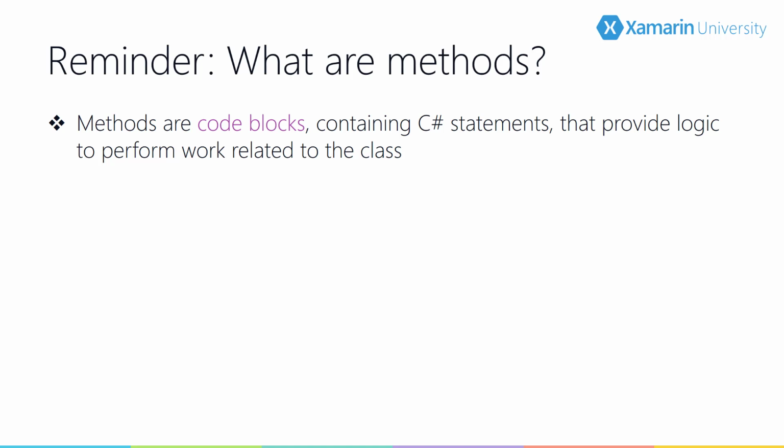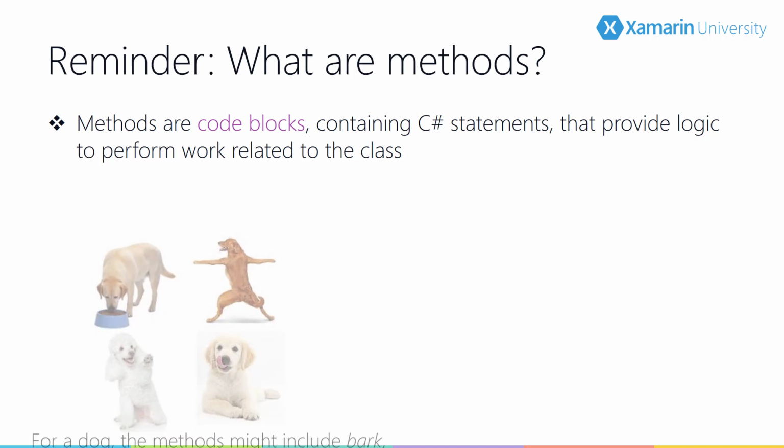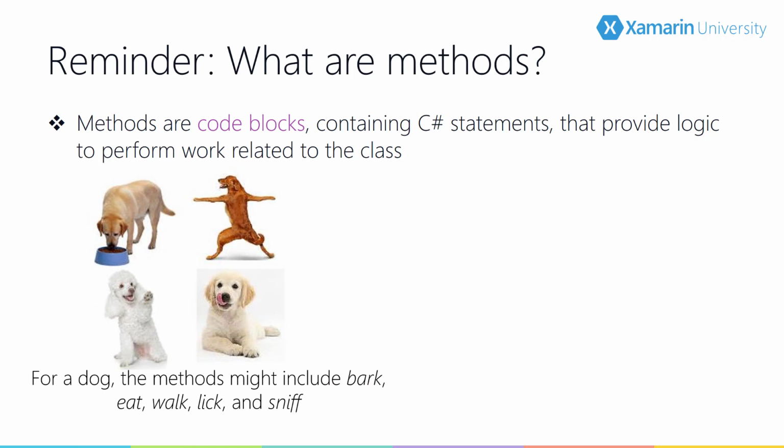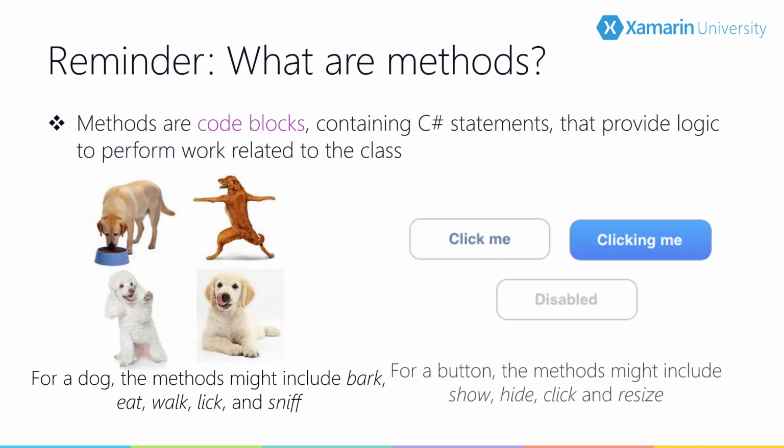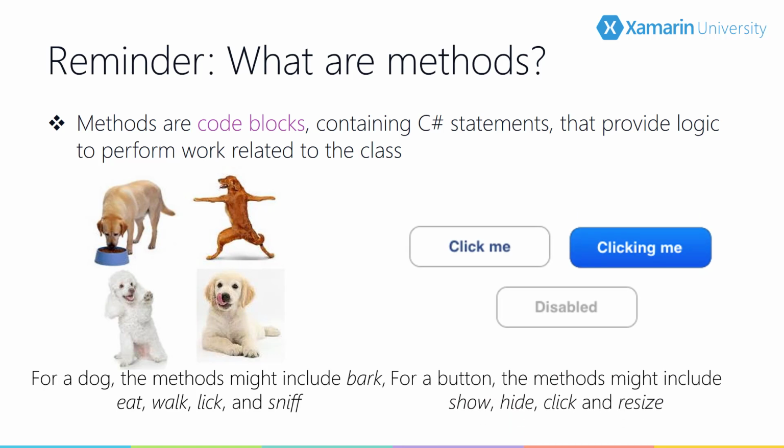So we showed an example in the last video that some methods for a dog are things like bark, eat, walk, lick, sniff. These are actions that a dog would do, and actions for a button are things like show, hide, click, and resize.